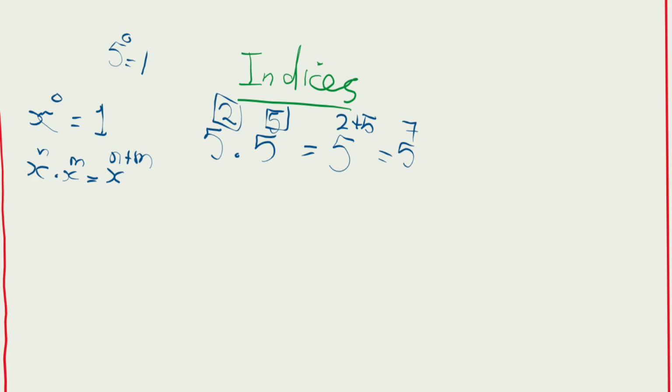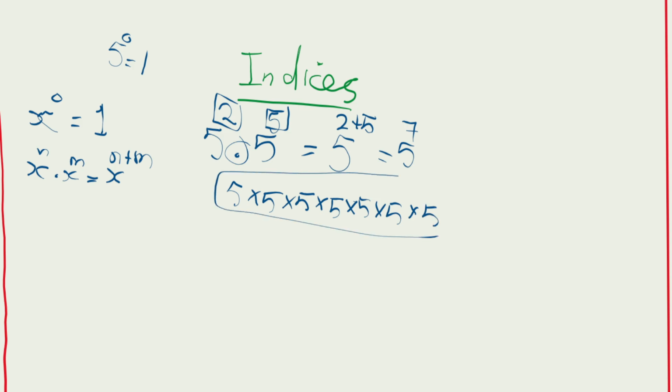And that's it. But the question is, why? Why should we add? It's multiplication. Let's try to visualize this. 5 squared is 5 times 5, and 5 to the power of 5 is 5 times 5 times 5 times 5 times 5, that's 5 times. So now if we just count them, it's 7 fives. That's why it's 5 to the power of 7. So we add.